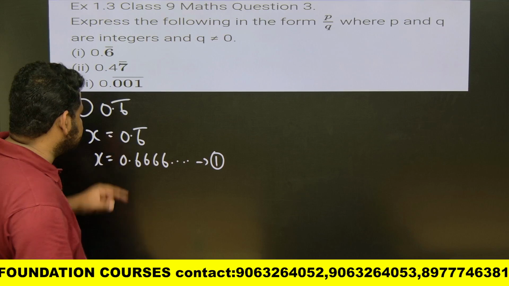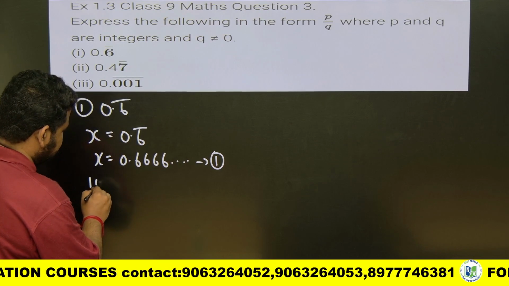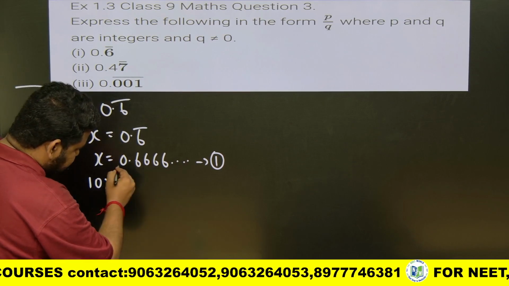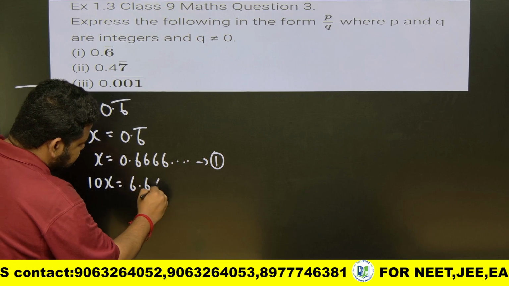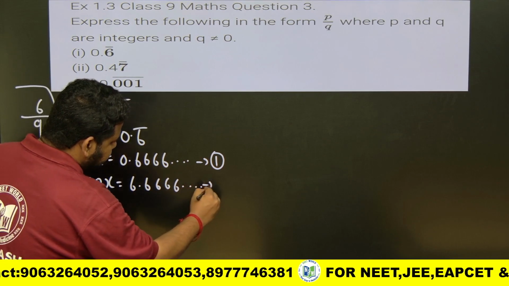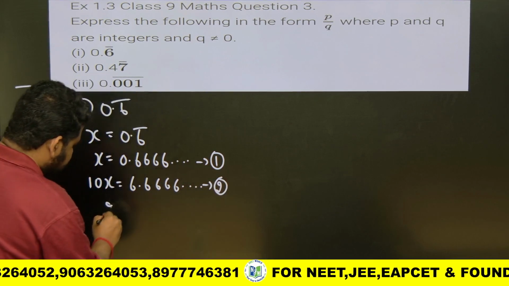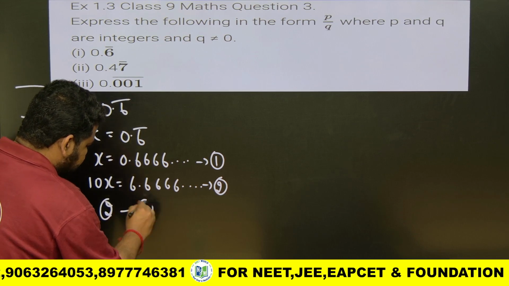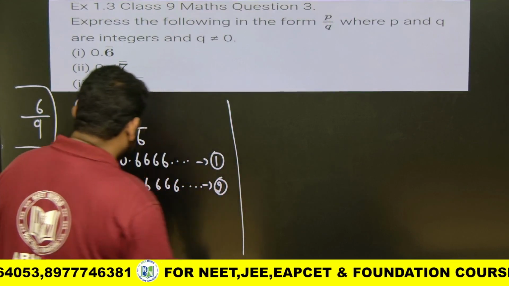Here the bar is on 1 digit, so I should multiply by 10x. If I multiply this by 10, this will become 6.666, and this will be equation 2. Now what I should do? I should do equation 2 minus equation 1.